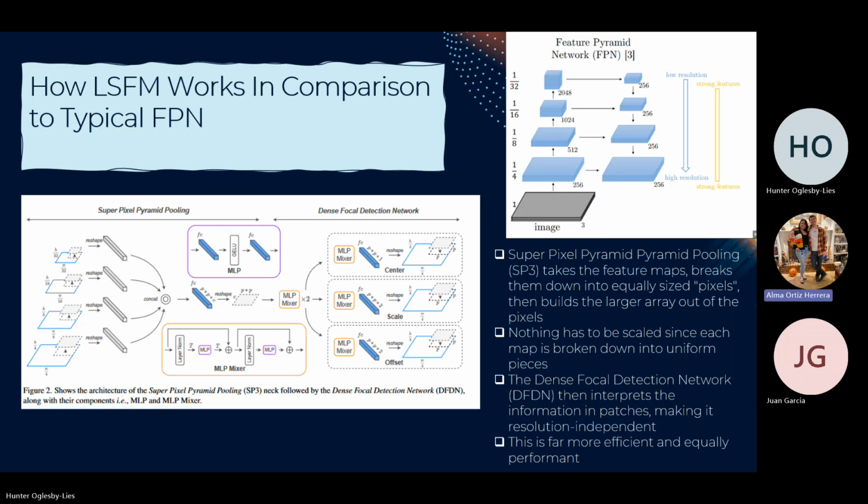How LSFM works in comparison to the typical FPN is a simple pixel pyramid pooling, which takes the feature maps and breaks them down into equally sized pixels, then builds a larger array out of those pixels. You can see nothing has to be scaled since each map is broken down into uniform pieces. The dense focal detection network then interprets this information in patches and makes it resolution independent. This is far more efficient.